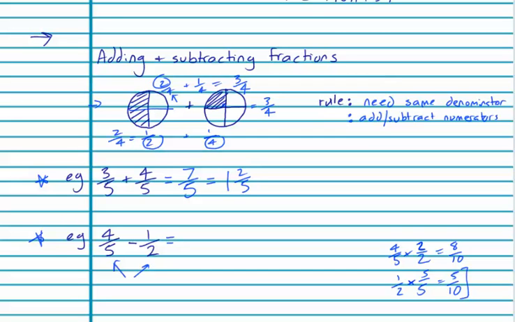4/5 became 8/10. Take away 1/2 was 5/10. And I'm left with 3/10. I'd normally check if I can simplify. Can't simplify. That's my answer.